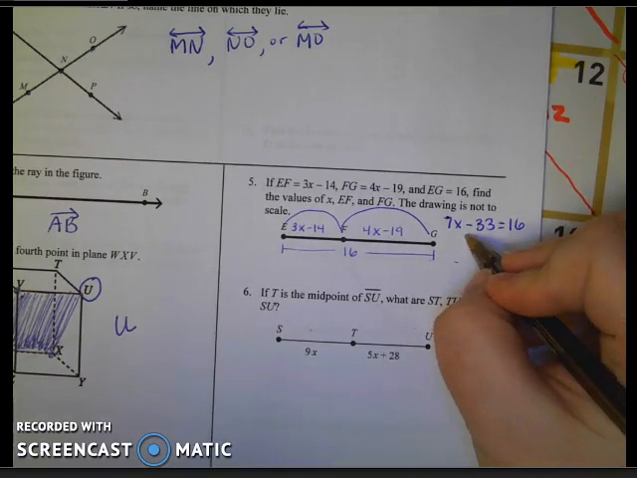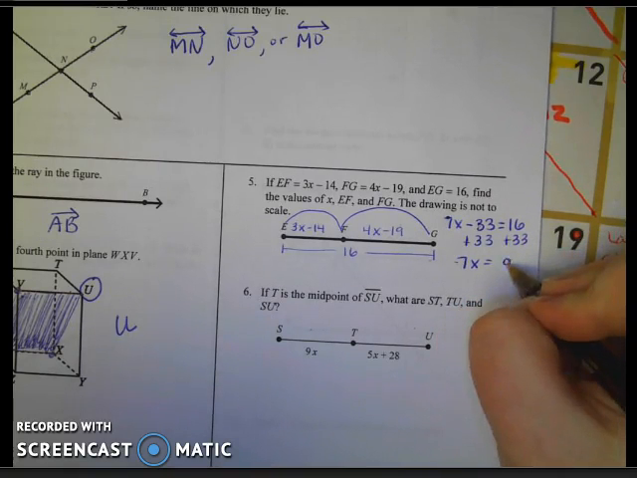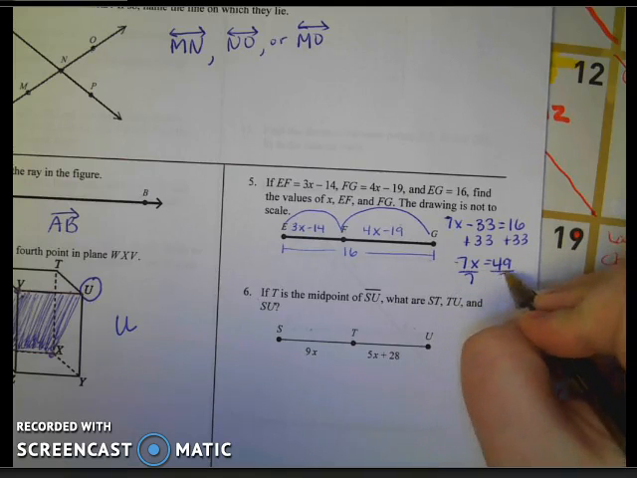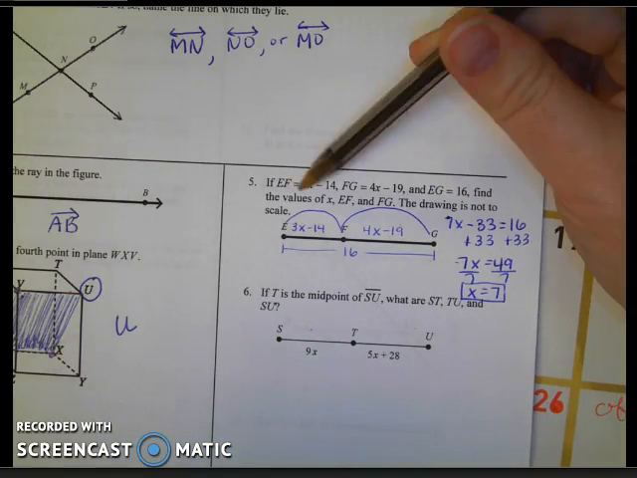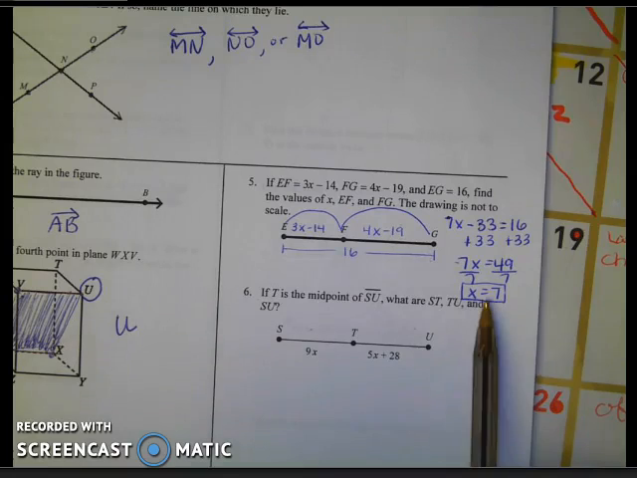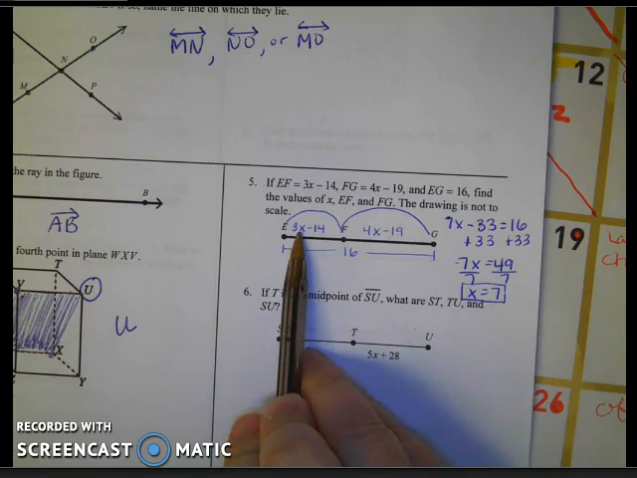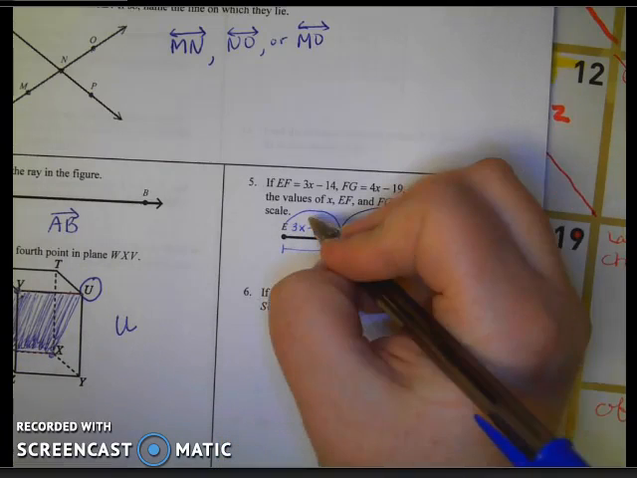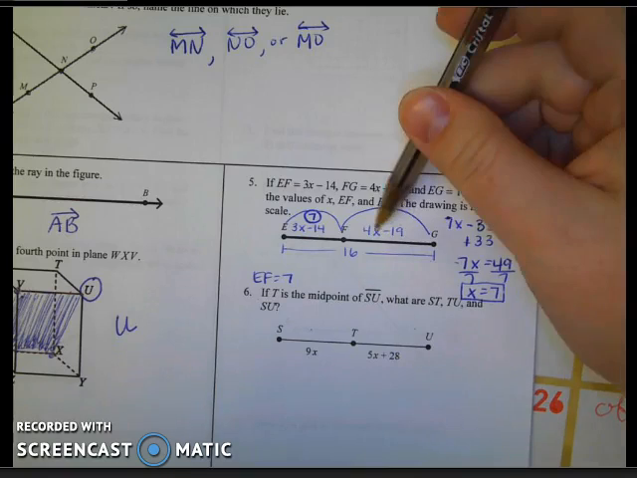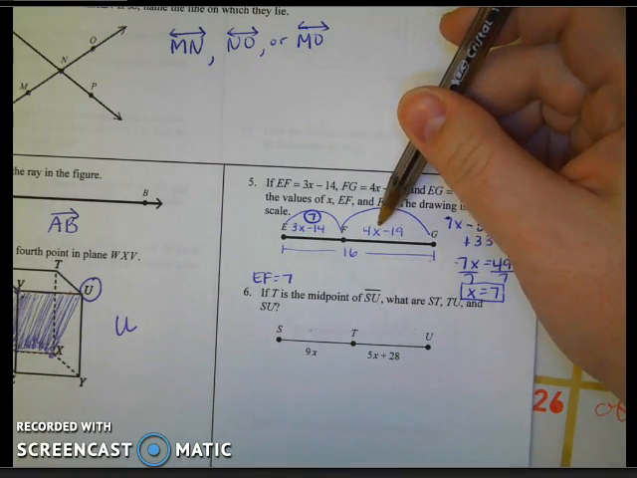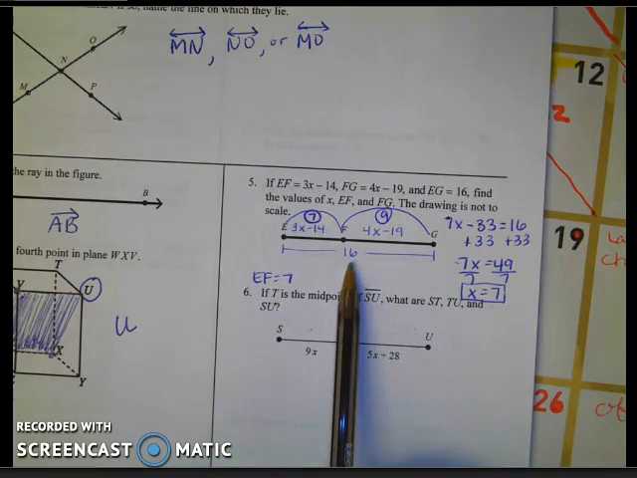So I'm going to go ahead and add 33, and divide by 7. Since this says find the values of x, EF, and FG, I need to plug this back in. So I know x equals 7. 3 times 7 is 21, minus 14 gives me 7. So EF is equal to 7. And 7 times 4 is 28, minus 19 gives me 9. And that should make sense, so 7 plus 9 is equal to 16.